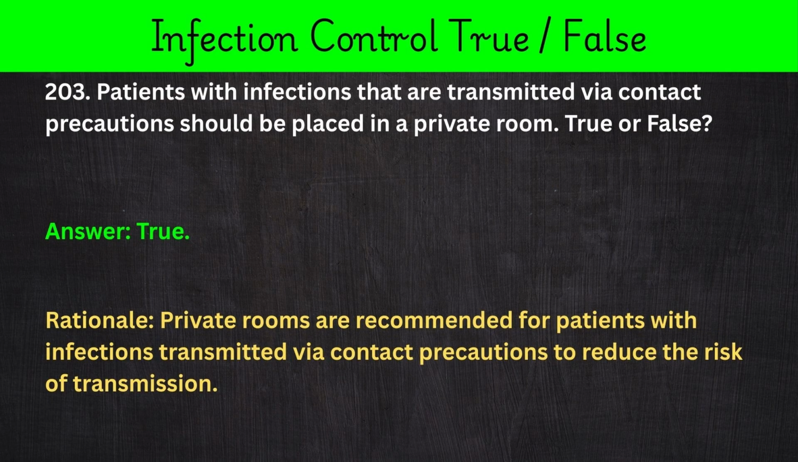203. Patients with infections that are transmitted via contact precautions should be placed in a private room. True or false? Answer: true. Rationale: private rooms are recommended for patients with infections transmitted via contact precautions to reduce the risk of transmission.